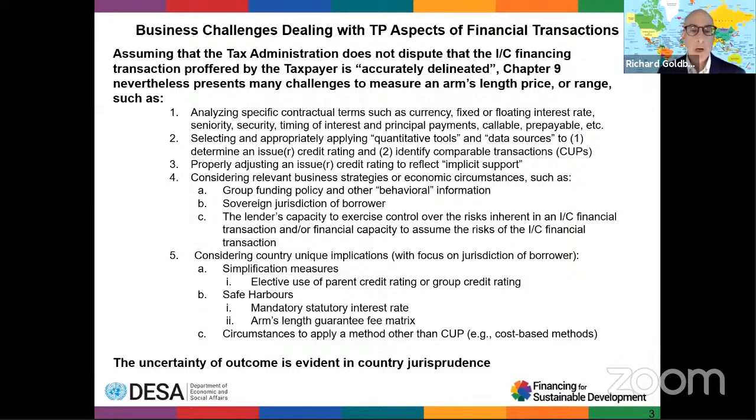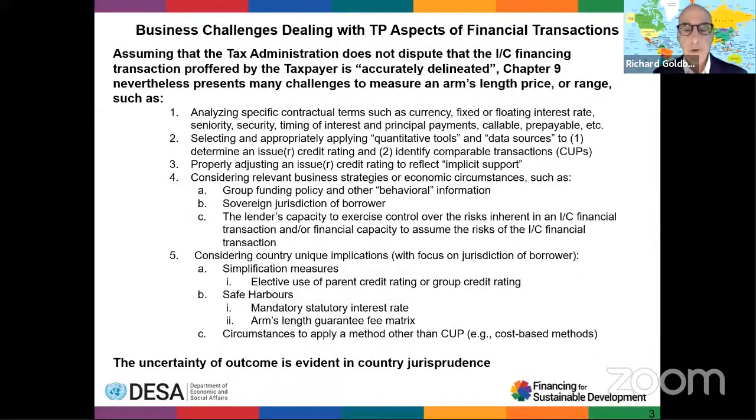Item 1, understanding the economics of each of the contractual terms. For example, currency. Loans denominated, as we've heard quite a lot, in currencies other than US dollars, euro, British pound sterling, or Japanese yen can be extremely challenging to benchmark due to limited external comparables. This requires complex economic modeling, which can and should be expected from the taxpayer.